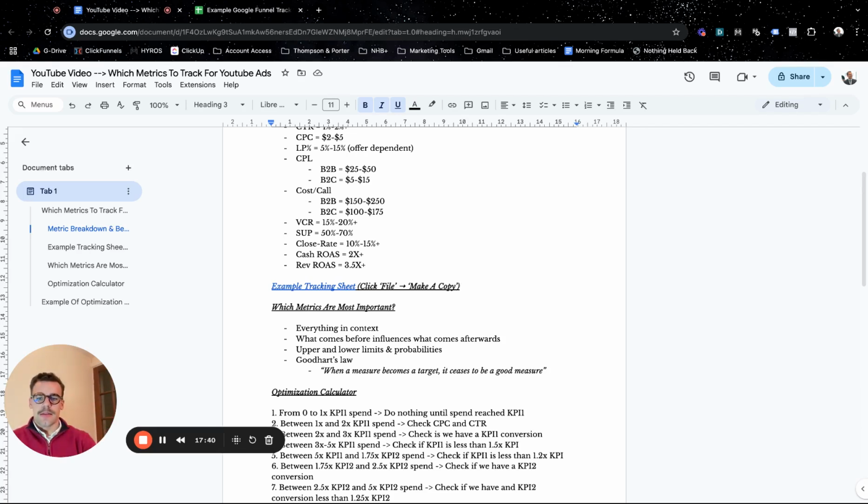Again, that comes back to the other thing: everything in context. What do the overall metrics look like? If the cost per call is $100, but the CTR is terrible, and the show rate for those calls coming from that campaign is terrible, then it needs to be cut off. Cool. So yeah, upper and lower limit.